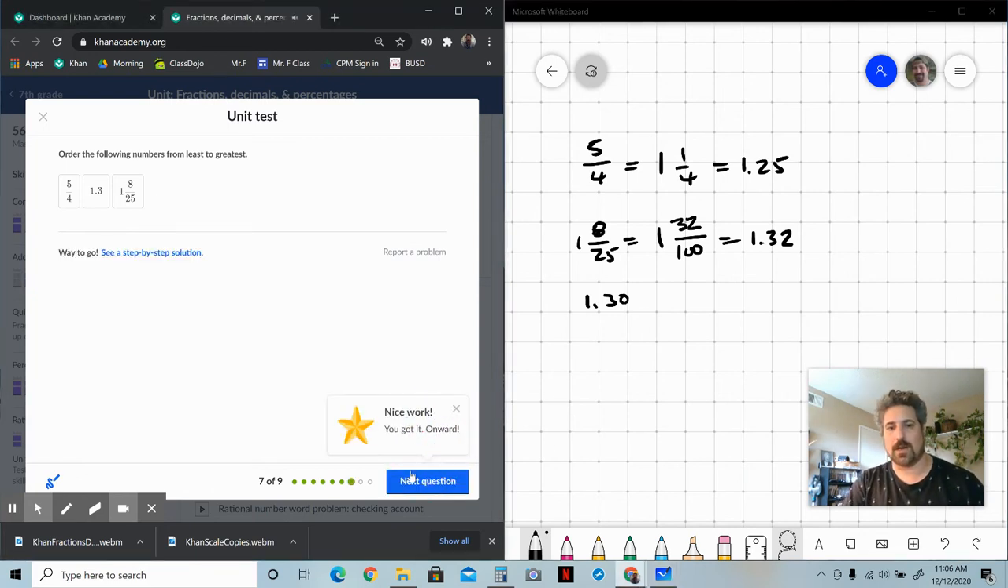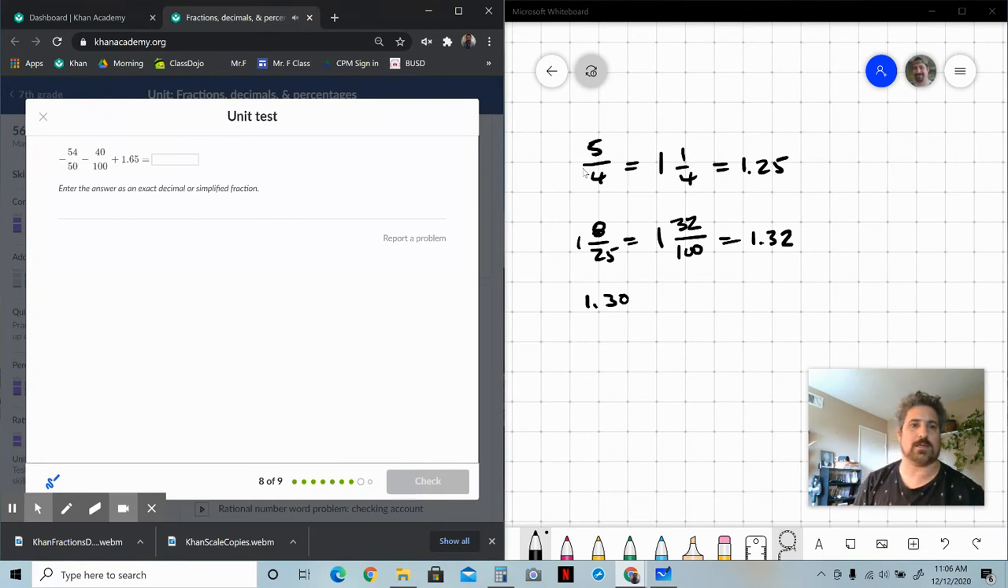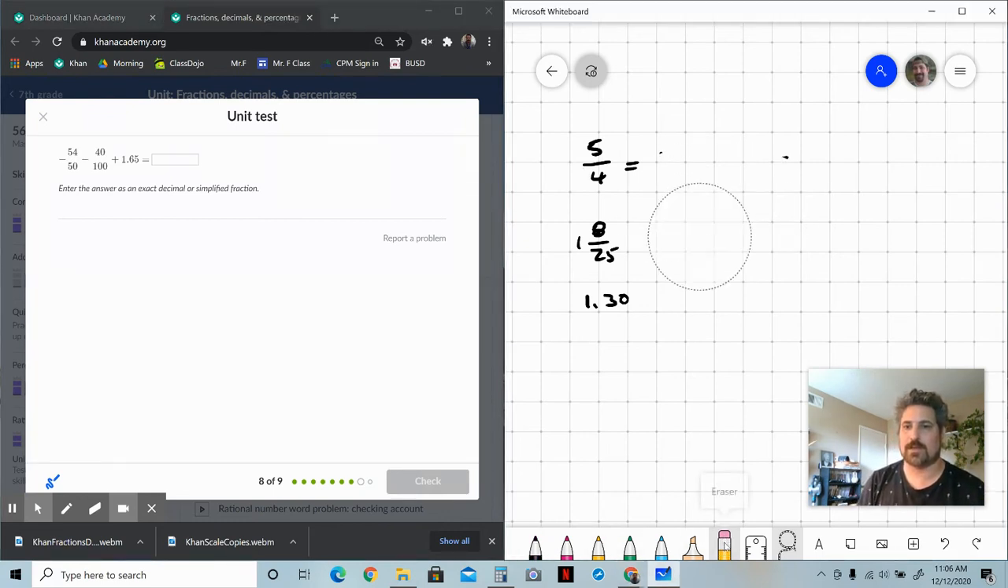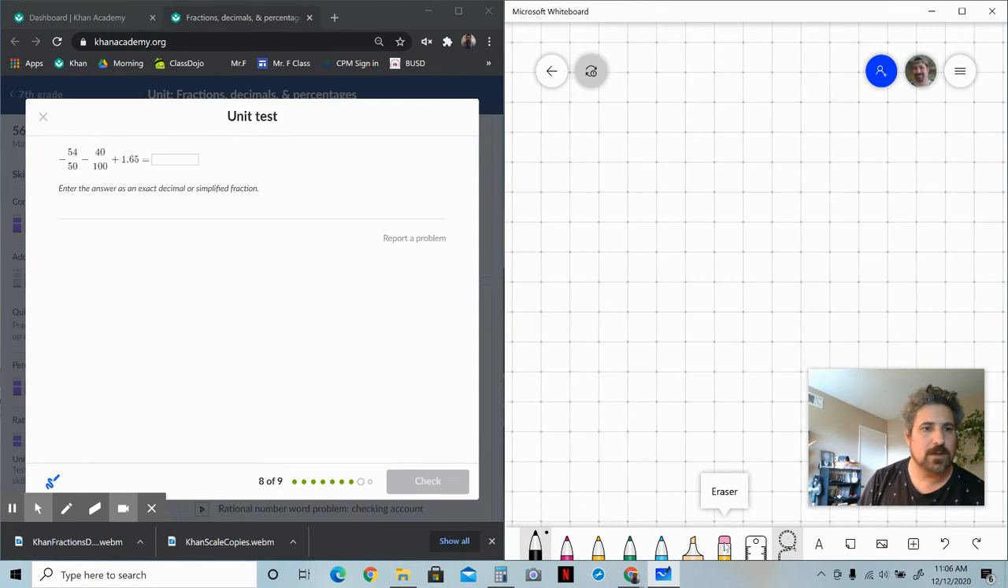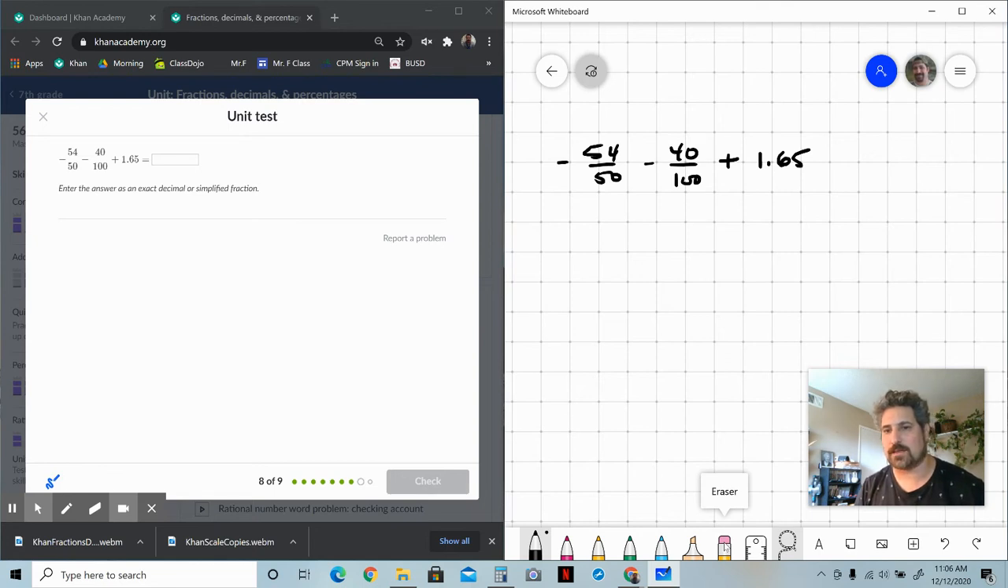All right, next question. All right, let's do this one. This one says negative 54 50ths, and then you're taking away from that 40 hundredths, and you're going to add to that 1.65. Okay, it says enter the answer as an exact decimal or a simplified fraction. So I'm just going to write these as decimals. I think it's more accurate. So I would just double this top and bottom, and you get negative 104 hundredths. And then you have negative 40 hundredths.